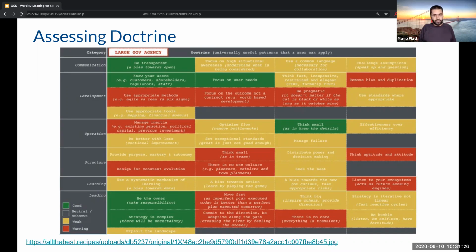So we should not rely on our own cognitive biases. If you're doing doctrine assessment on your own, you're going to get it wrong. There's a lot that you don't see, and if you don't do this in conjunction with other people, it ends up being mostly meaningless.